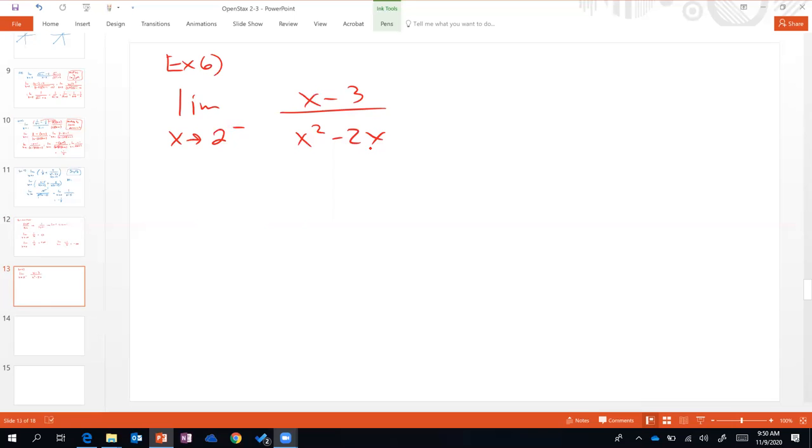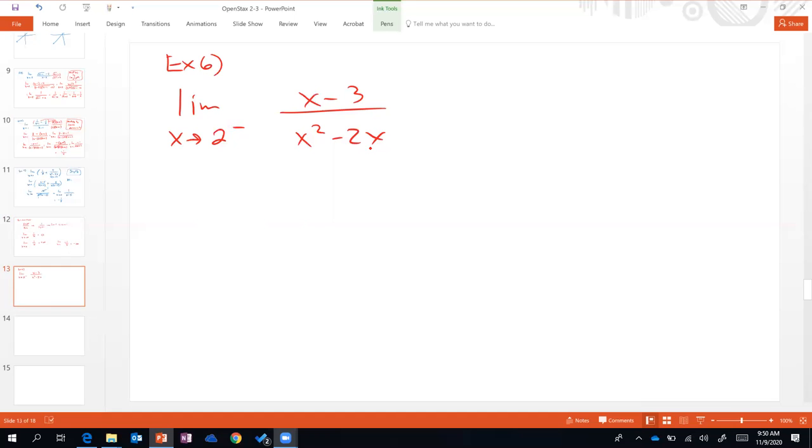So we're approaching it from the left-hand side. Okay. And notice on the bottom, it is going to go to 0. If I plug in a 2, it's 0. Good there? Okay, so then the question becomes a few things here.